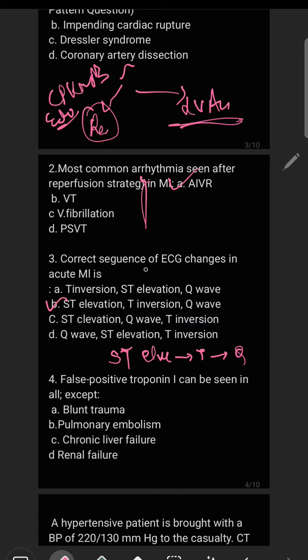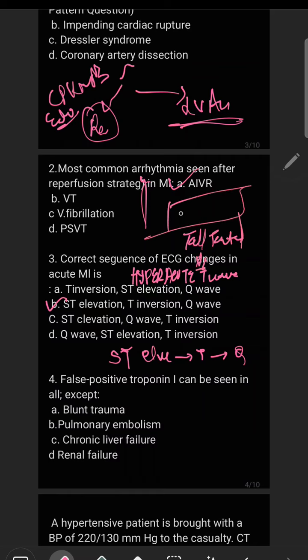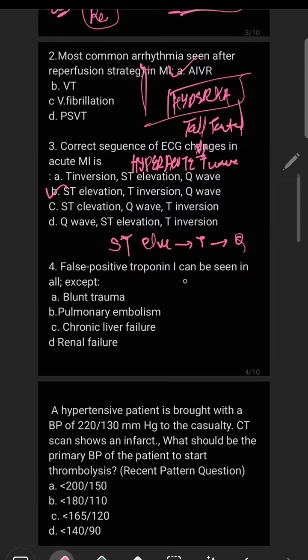Always remember that in ST elevation MI, we have something called hyperacute T waves. These hyperacute T waves have to be differentiated from the tall tented T waves, which are seen in hyperkalemia, right? False positive troponin I can be seen in all except: we can see it in blunt trauma, in PE, in renal failure, but it's not seen in case of chronic liver failure.